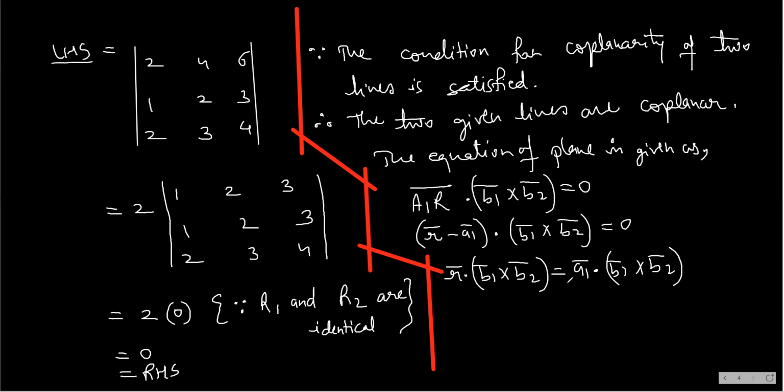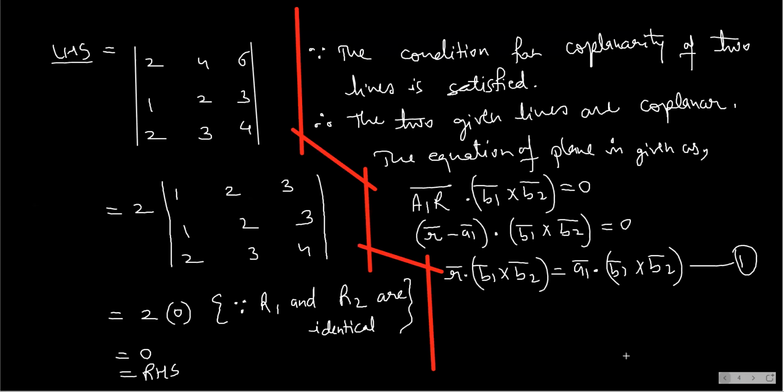What you need to do here is just find this. Let me write this as 1. I need to find B1 bar cross B2 bar first. Students, it also depends on whether they are asking you the Cartesian equation of the plane or the vector equation of the plane. If they're asking you the vector equation, then you will go by what is required. And if they're asking you the Cartesian equation, then you can use the scalar triple product.